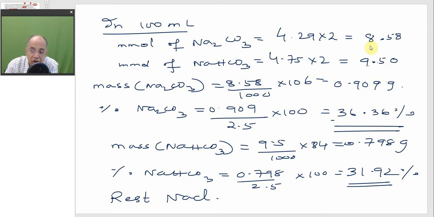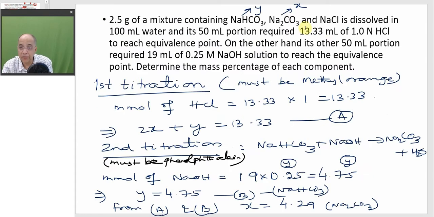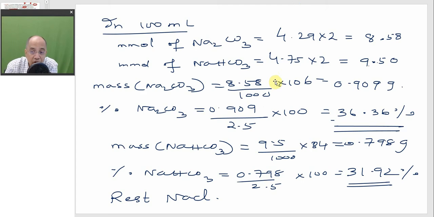So once we know the millimoles of each component present in the original 100 ml mixture, you convert to grams per liter. But it is asking about percentage. Calculate the percentage. That means nothing to do with volume, nothing to do with the volume of the solution. In 100 ml, this many millimoles, so you convert to mass.